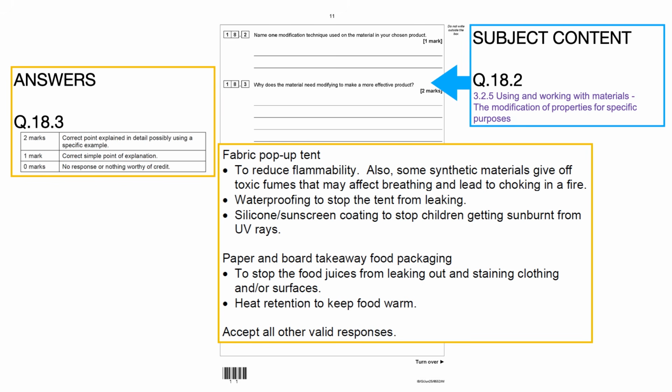Now, if you chose the fabric pop-up tent, you would modify the material to make a more effective product by reducing the flammability. Also, some synthetic materials give off toxic fumes that may affect breathing and lead to choking in a fire. Waterproofing to stop the tent from leaking. Silicone sunscreen coating to stop children getting sunburnt from UV rays. And if you picked paper and board takeaway food packaging, it stops the food juices from leaking out and staining clothing and or surfaces. Heat retention also keeps food warm. Now you can see this pattern here. We are able to accept all other valid responses.